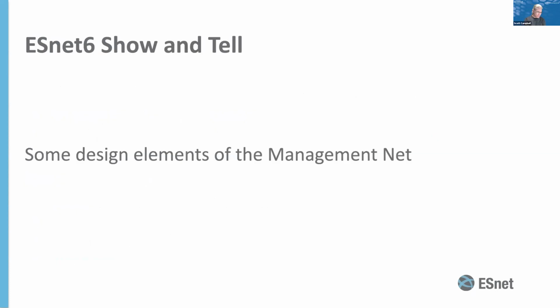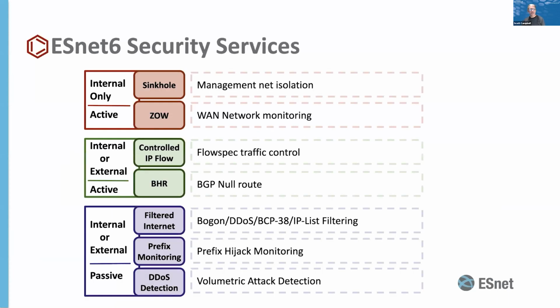So now comes the show and tell part: some design elements of the management network, just some of the pieces that we're putting together or have put together. Within ESnet 6, what we're building is basically a collection of services. I'm going to do a quick rundown of the things that we've defined as security services. Some of these I'll go into some detail on, and most of them I won't.